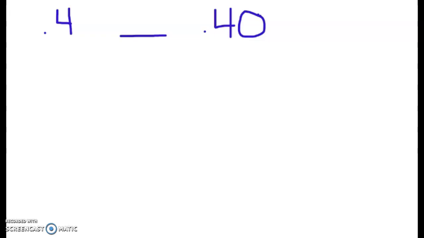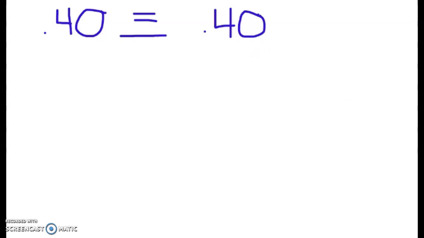Okay, let's take a look at a few more. Here I have 4/10 compared to 40/100. Now we have already learned that 4/10 is actually equal to or equivalent to 40/100. Watch as I draw a 0 here with the 4/10. That now became 40/100. So the answer to this one would be equal to.